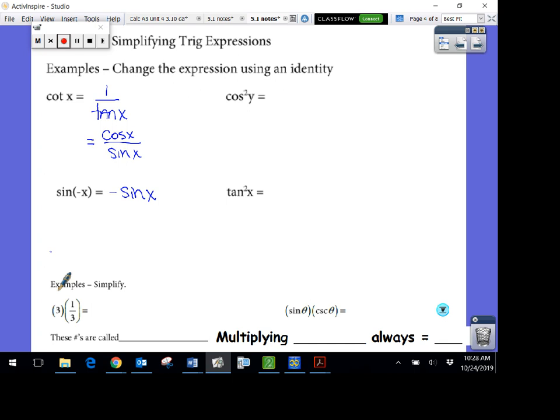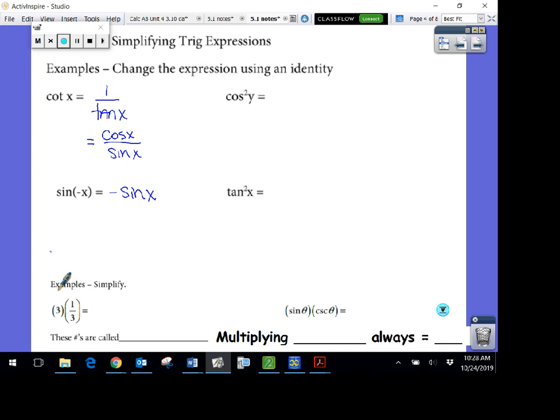Because it all depends if something is attached to that, like if something's being multiplied by cotangent x, it might be helpful to use this, or it might be helpful to use this. We don't know which one. And maybe you use one, and it didn't work, so then you erase, and then you pick the other one. Okay, so we don't know which ones we're going to use until we look at the problem.